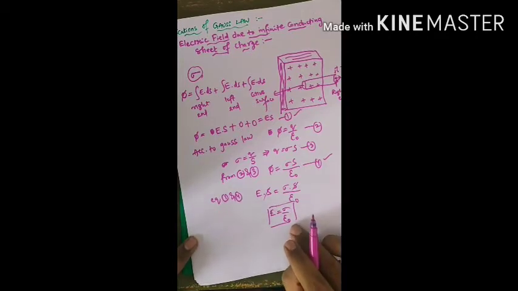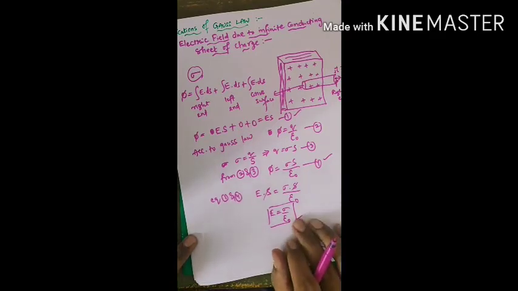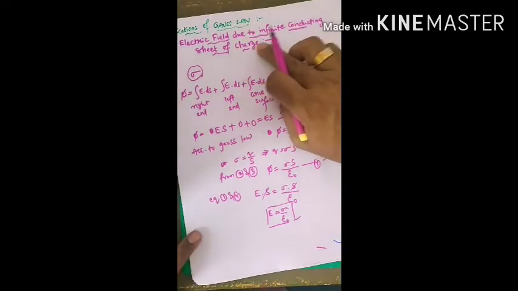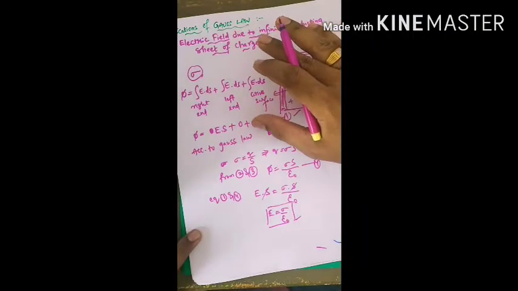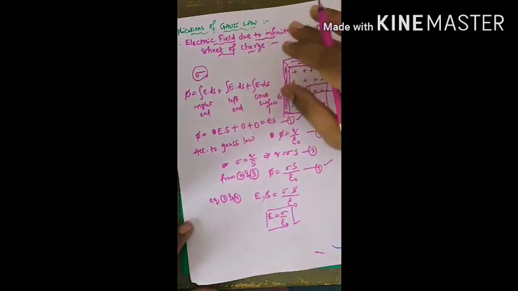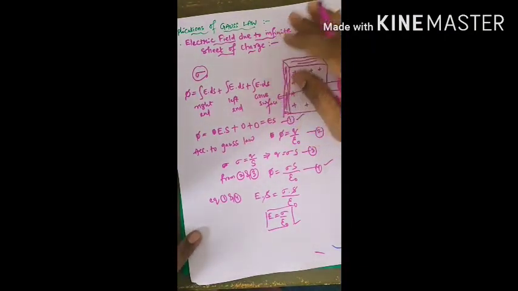If we compare these results with the field due to a plane sheet of charge having surface density sigma, then we observe that the field in this case is twice that in the case of a plane sheet. Okay, so this is the first case, that is the electric field due to an infinite conducting sheet of charge. It is very simple and important for short answers, so see once.